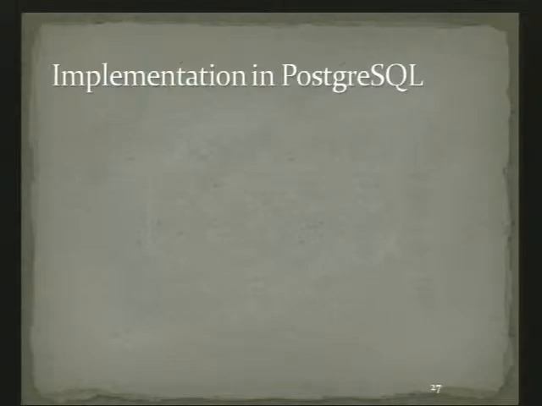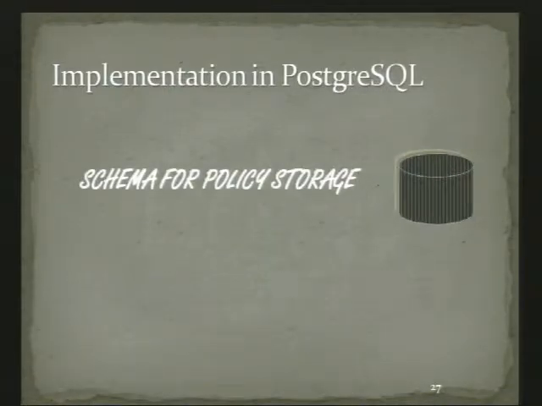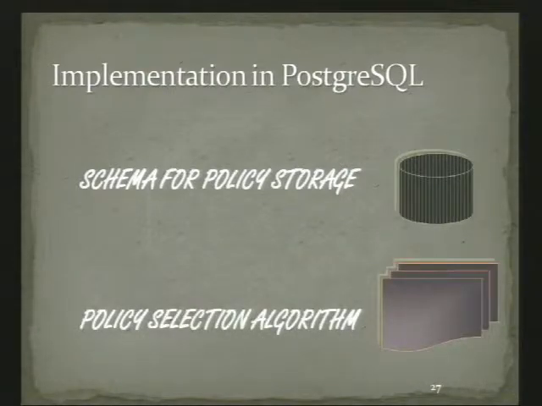So we implemented this system in the PostgreSQL open source database. We designed a schema for storing these policies, so a table structure, so we store the policies in database tables. We then have a policy selection algorithm for, once you have the anomaly assessment in terms of the attributes, how you're going to select the policy from the policy tables. I'm not going to go into the details of the implementation of policy storage here.